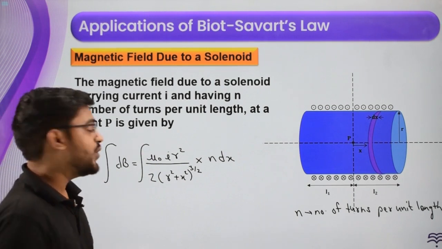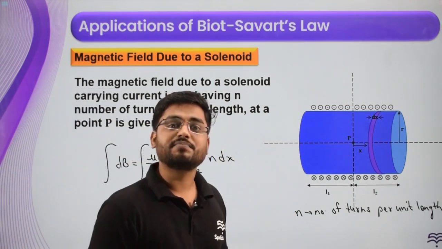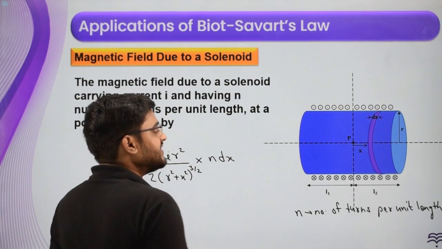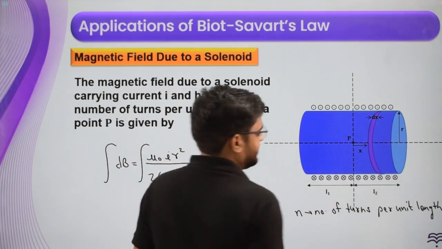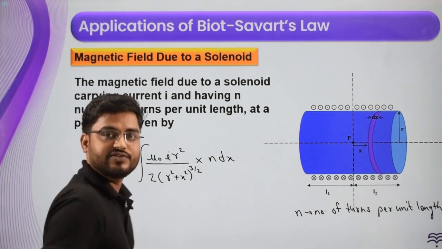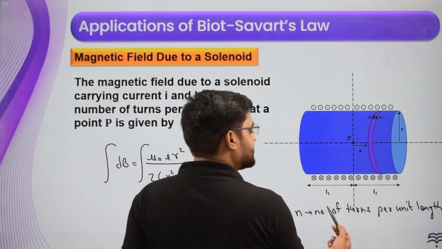If I want to get the total magnetic field at this point, I will simply integrate over all such coils. So x varies from where to where? From minus L1 to positive L2. But we are going to change this, so we are not keeping x in terms of L1 and L2.